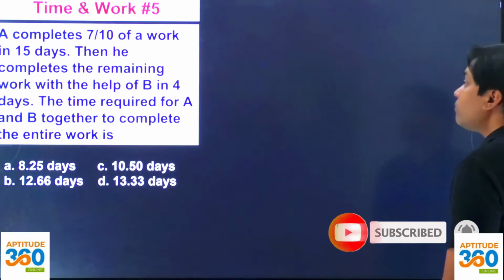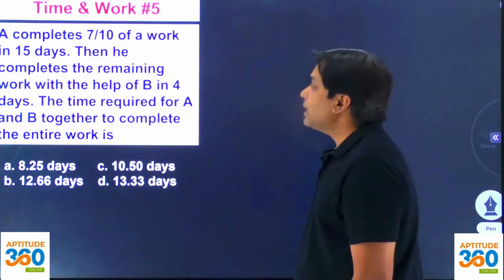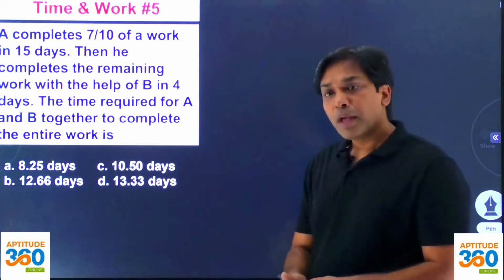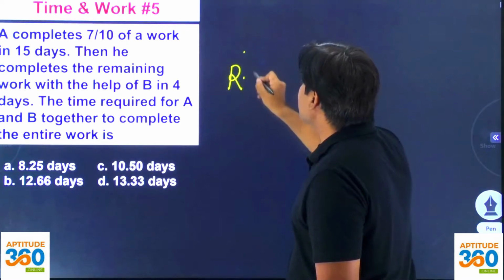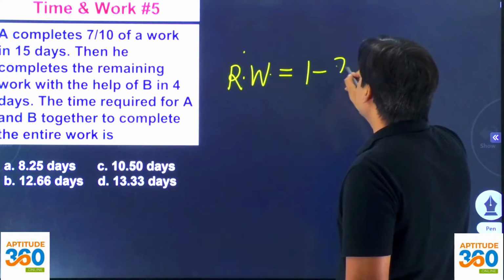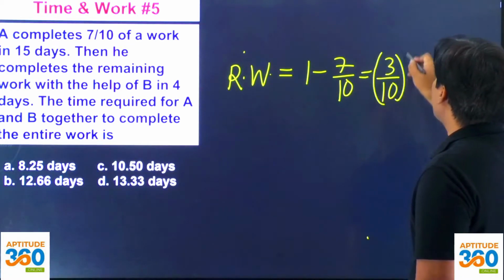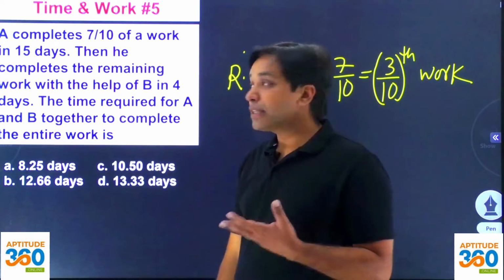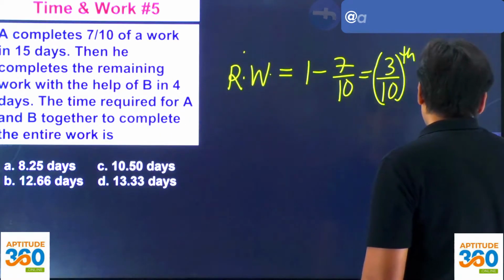व्हाट इज द प्रॉब्लम? प्रॉब्लम सेज दैट A completes 7/10 of work in 15 days, right? Then he completes the remaining work with the help of B in 4 days. So you see, you already have done 7/10. So I would say that the remaining work is going to be nothing but 1 minus 7/10. भाई यही हुआ ना? 3/10 of the work is the remaining work, and if 3/10 of the work is to be done, it says that then he completes the remaining work with the help of B in 4 days.